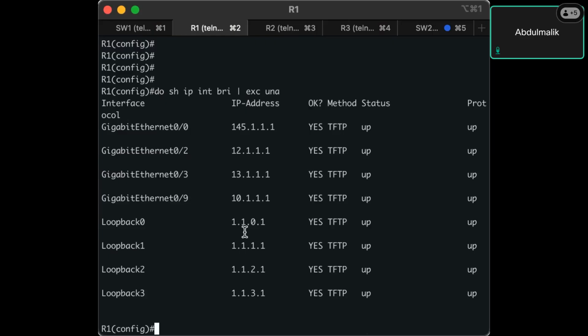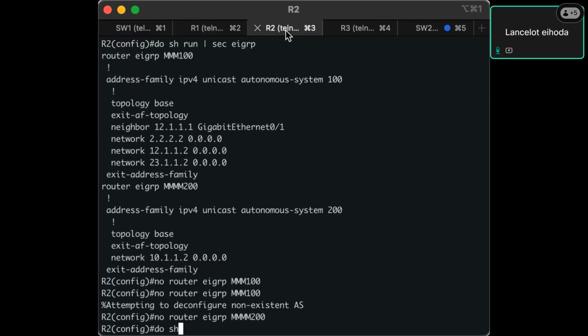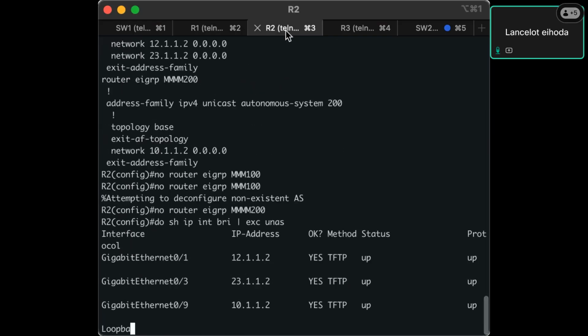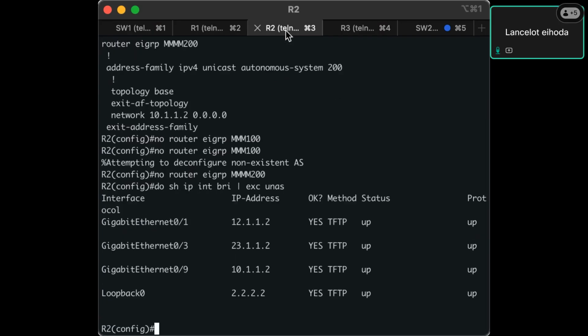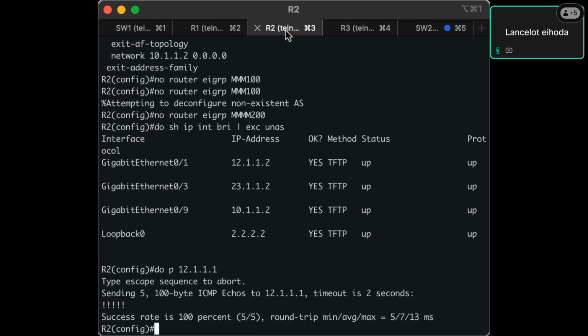Sorry. We are on R1 and we are connecting from G0/2 to R2. Let's confirm that. Let's go to R2 and do a show IP interface brief, piped to exclude unassigned. What do we have on that interface as well? Yes, 12.1.1.2. Beautiful. So if I ping 12.1.1.1, I should be able to reach router 1. Yes. So that means that is the interface that connects them.